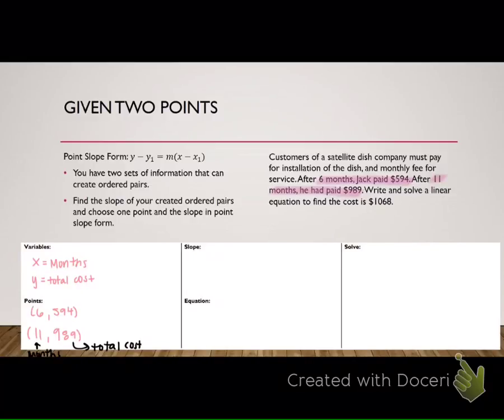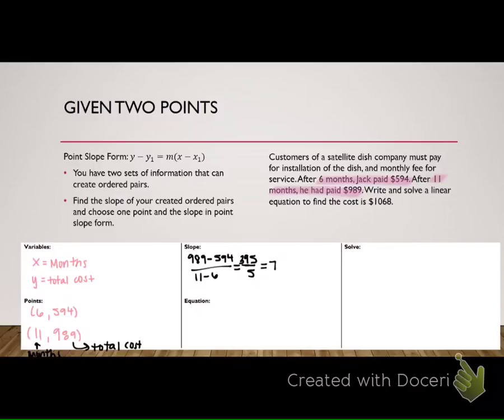So you can stack them to find the slope, or you can do y2 minus y1 over x2 minus x1. Is that 395? It's 79. So your slope is 79. Do we have the y-intercept? No. So can we use slope-intercept form? No. This is why point-slope form is super important.